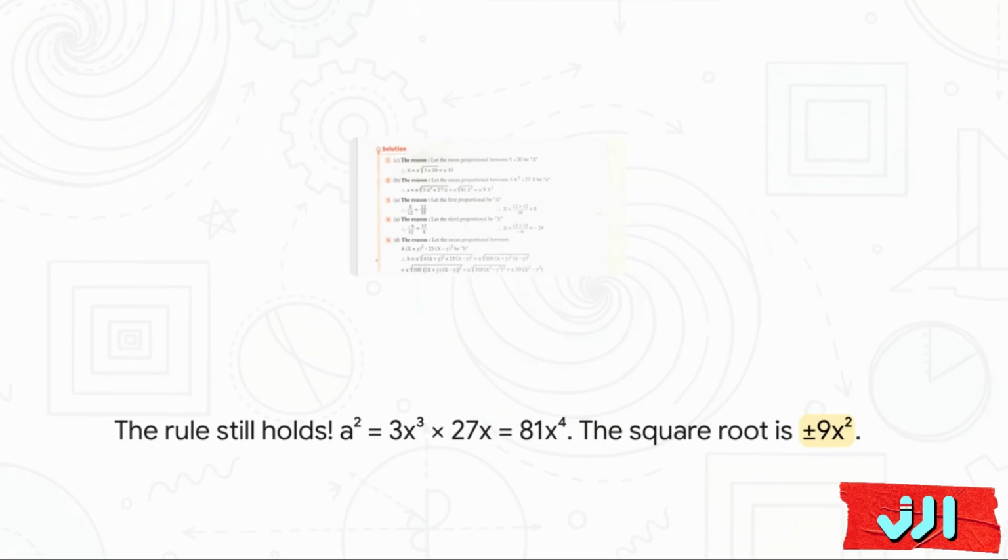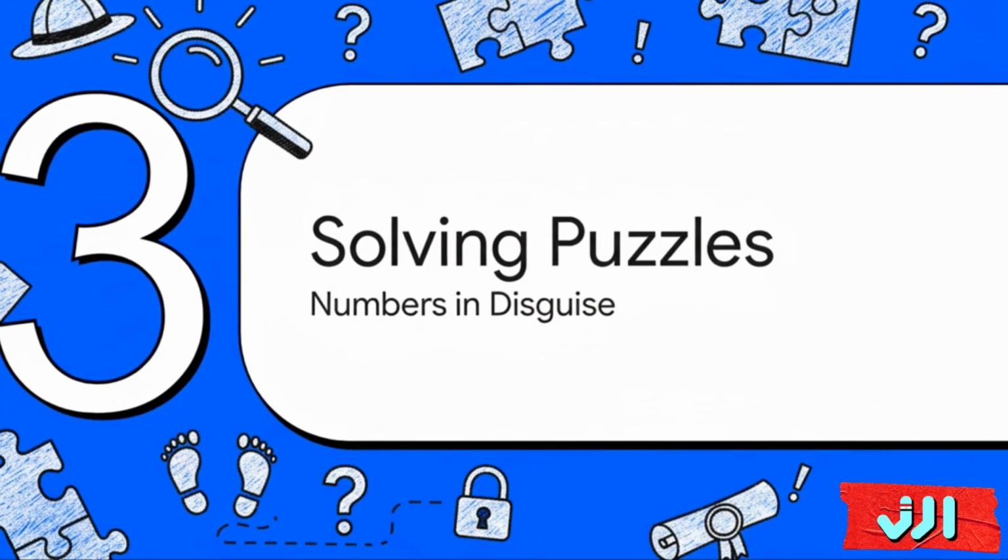So 3 times 27, that's 81. And x cubed times x is x to the fourth. So our middle number squared is 81x to the fourth. Just take the square root of that whole thing, and you've got your answer, plus or minus 9x squared. Same logic, just a little more algebra. Okay, nice work. We've got the basics down cold. So for section 3, let's put on our detective hats and get into solving proportion puzzles.